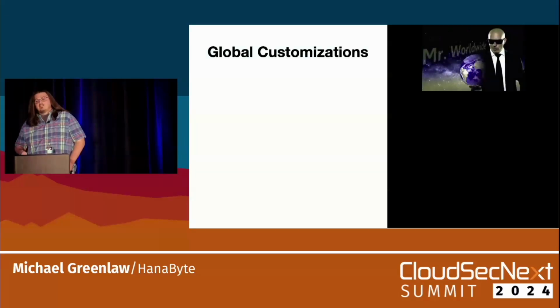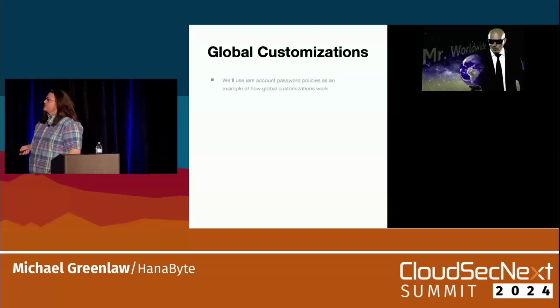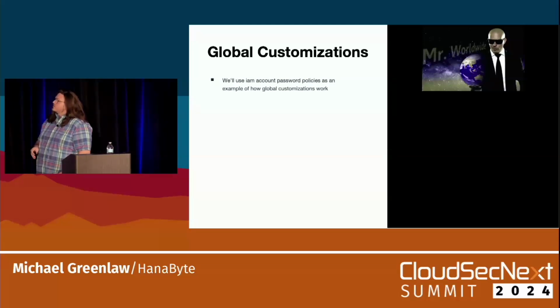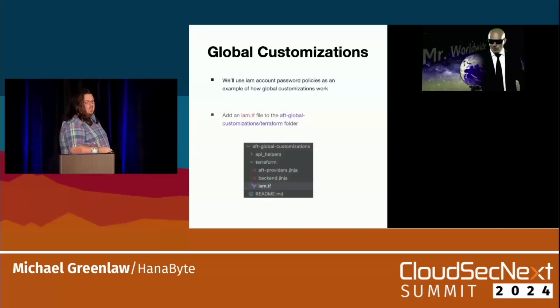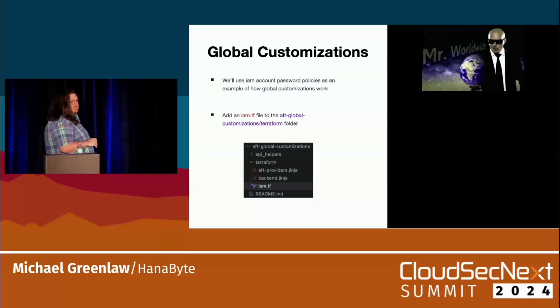Nice. Now, global customizations. Important, right? If you want to feel like Mr. Worldwide, we're going to have to go global. So in this case, what we're going to do is set an IAM account password. Again, foreshadow a little bit there. And so how do we do that, right? So the first thing we're going to do is add an IAM file to the AFT global customizations folder.